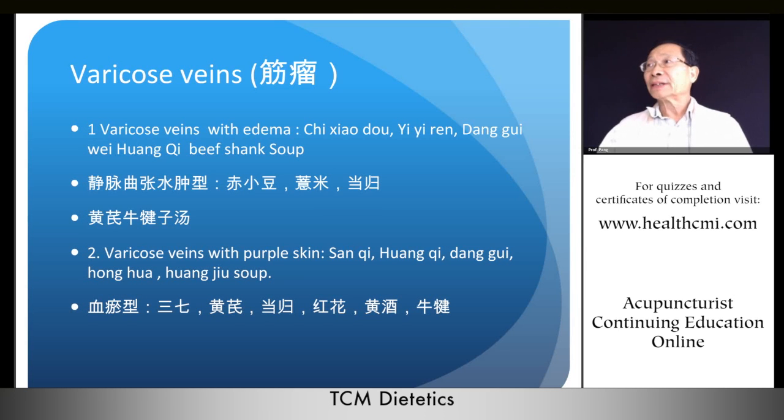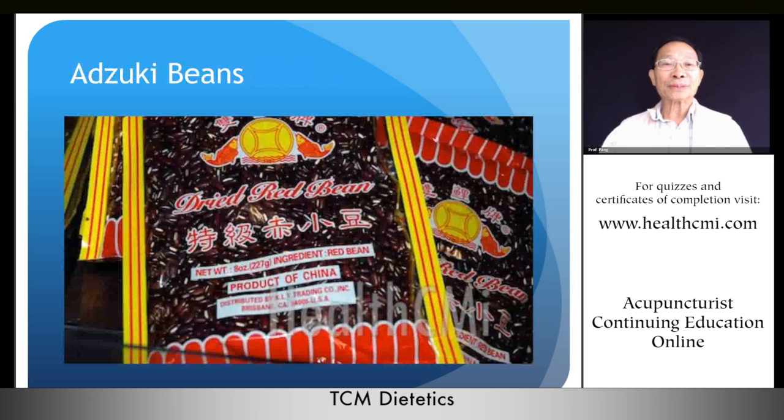Of course, exercise is one of the important issues, but besides that, dietetic treatment will help. So how does it help? We can give you one choice, a recipe especially for varicose veins with edema. The ingredients will be very tasty and simple. One is 赤小豆, like the adzuki beans or any kind of red beans.